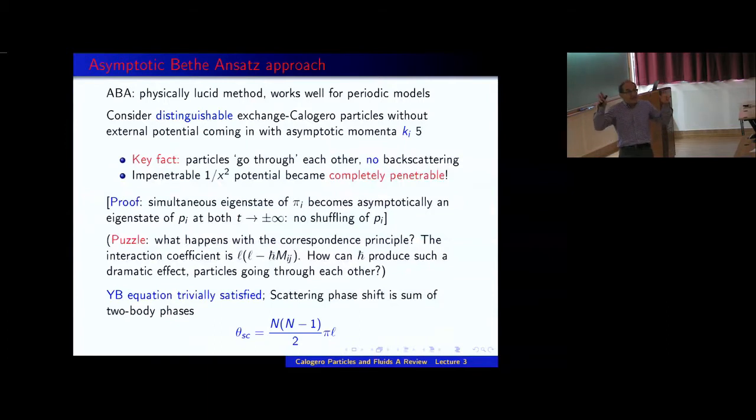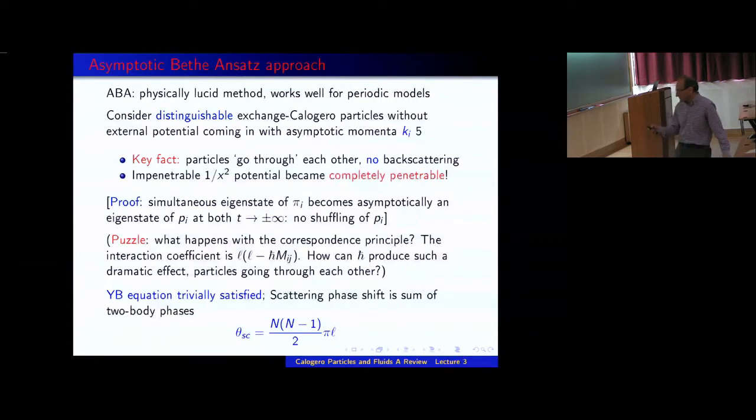And therefore, the real statistics of the particles are irrelevant, because once you start with a sector, you stay with that sector. There is no interference with other permutation sectors. Statistics don't matter. In fact, the situation is completely inverted when you consider the exchange Calogero model.